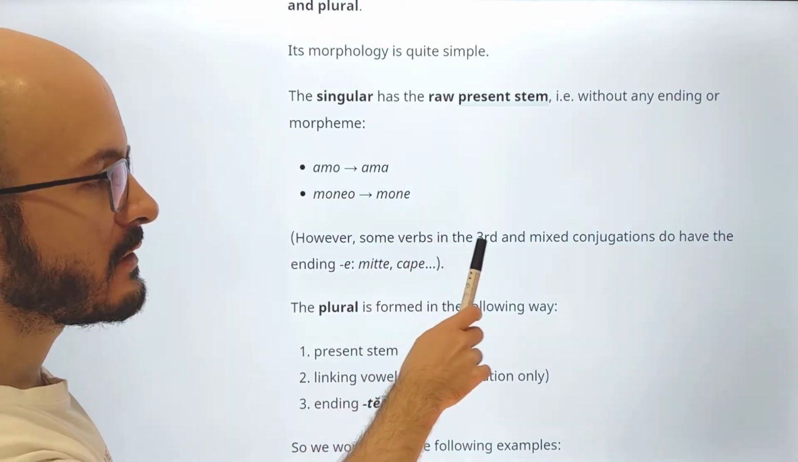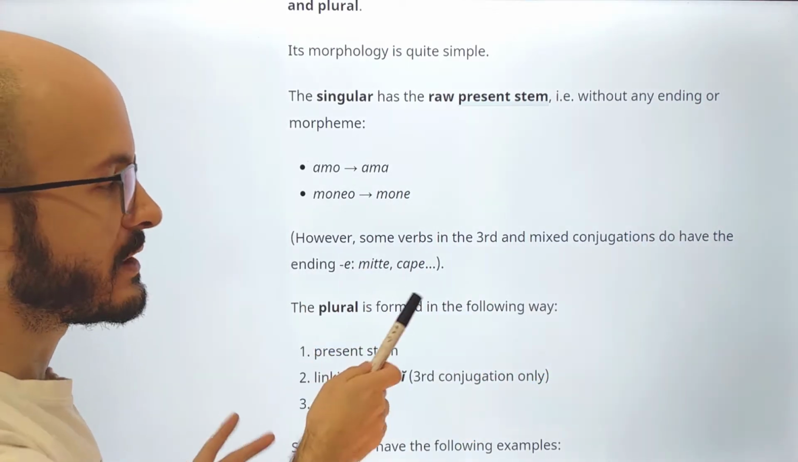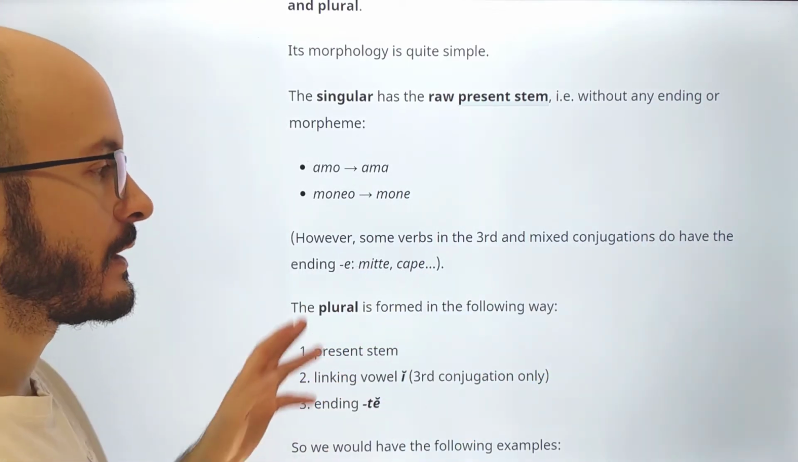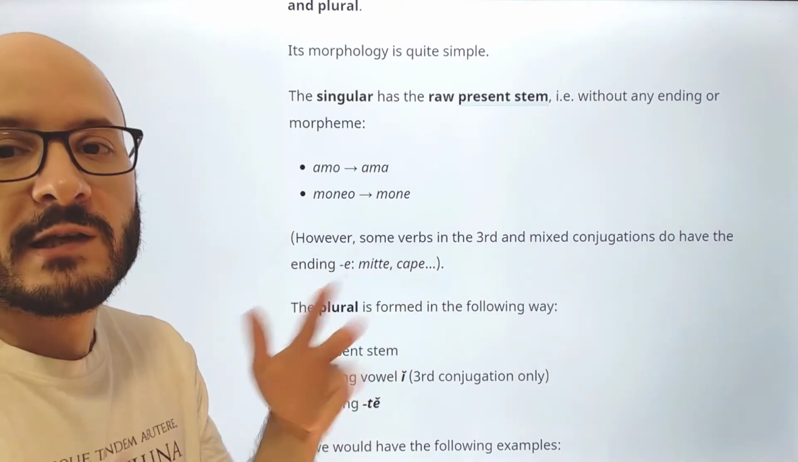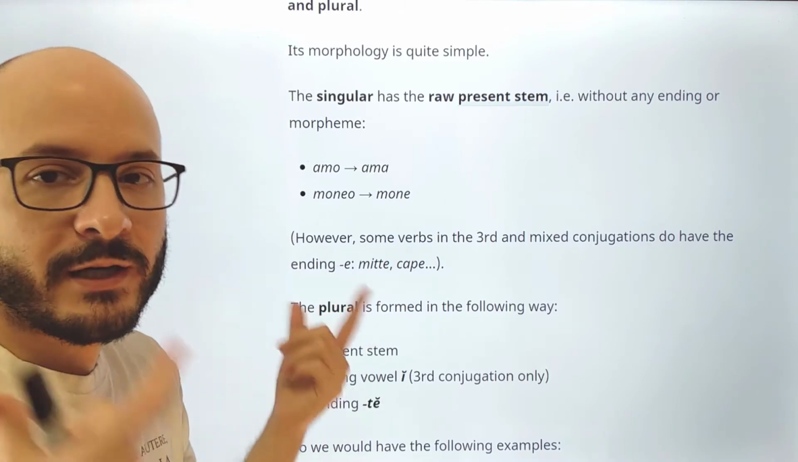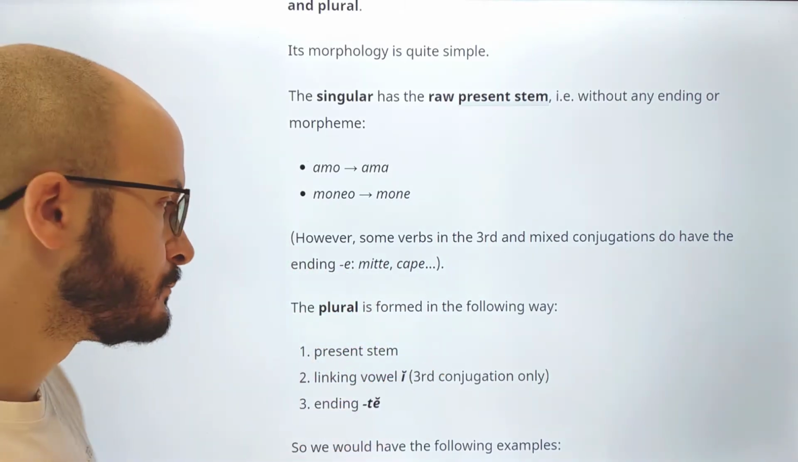However, some verbs in the third and mixed conjugations do have the ending e. For example, mitte, cape. Now, how do we know? These are just exceptions, so we have to learn each of them by heart. There are no rules, really.